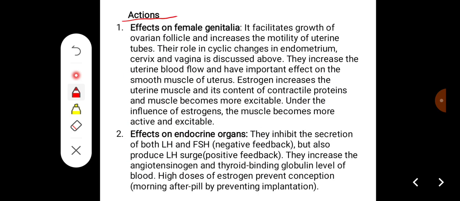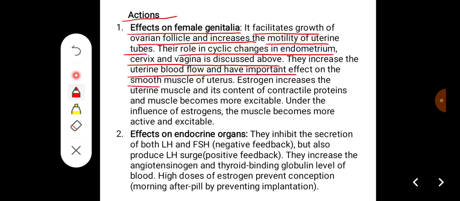We see the actions of estrogen. Effects on the female genitalia. It facilitates the growth of ovarian follicle and increases the motility of uterine tubes. Their role in cyclic changes in endometrium, cervix and vagina is discussed above. They increase uterine blood flow and have an important effect on the smooth muscle of the uterus. Estrogen increases the uterine muscle and its content of contractile proteins, and the muscle becomes more excitable. Under the influence of estrogens, the muscle becomes more active and excitable.